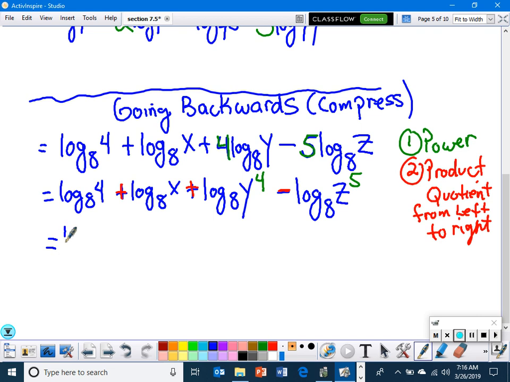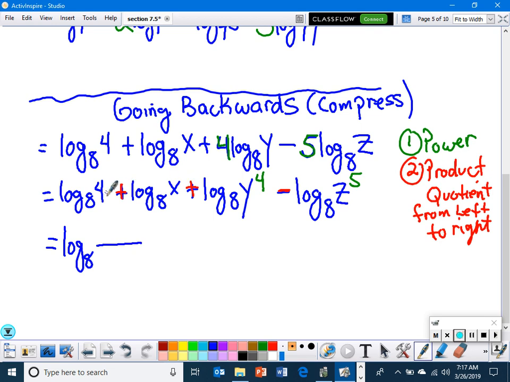So we're going to write the word log base 8 one time. When you're compressing it, you should only have that log, the actual word log, in its base once. Now, since there's a minus sign on there, we know that there's going to be a numerator and a denominator. Okay, let's start with the numerator. That would be the plus signs.